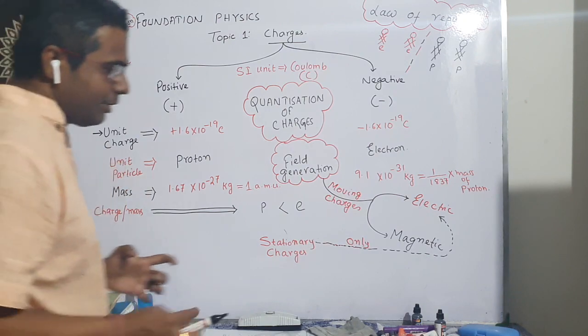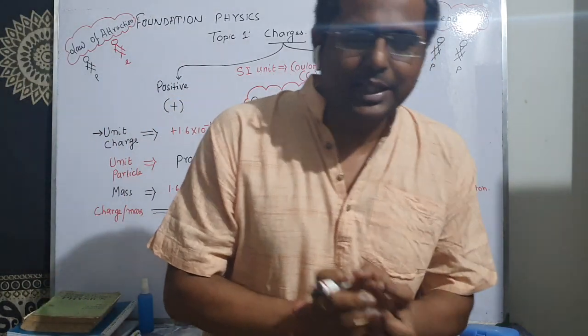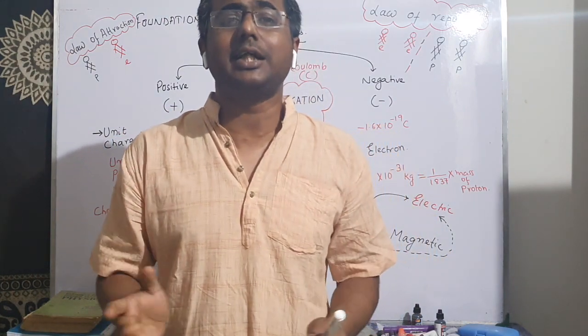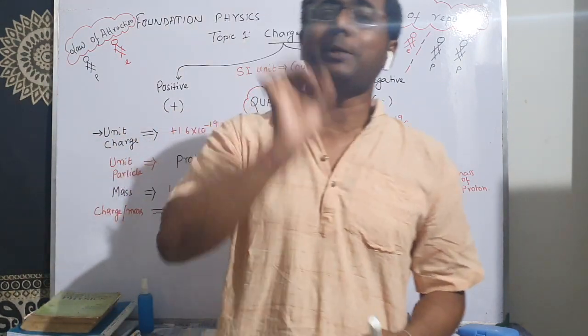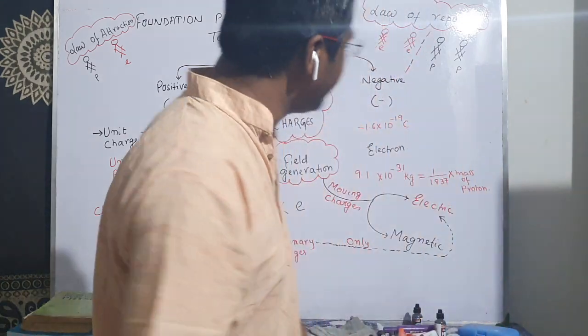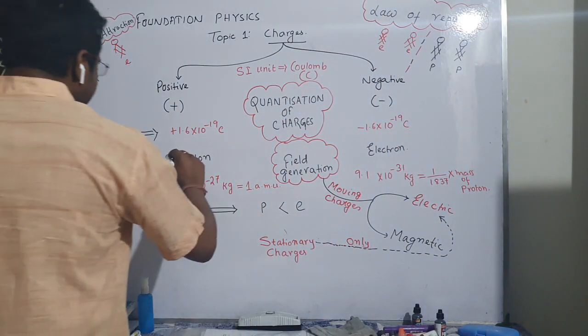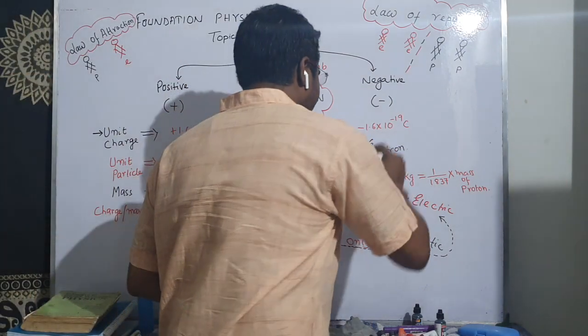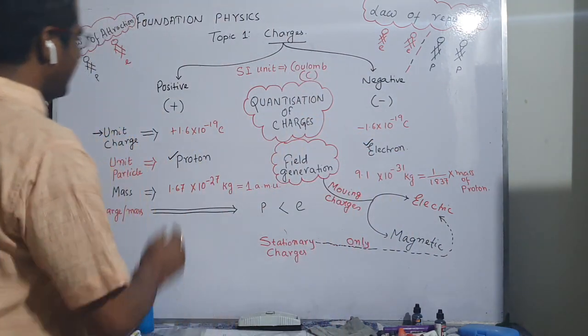Unit particle. What is the particle that has the unit charge? That means 1.6 × 10^-19 coulomb is present in which particle? Exactly this amount of charge. In the case of positive, this particle is named proton, and in the case of negative, this particle is named electron.